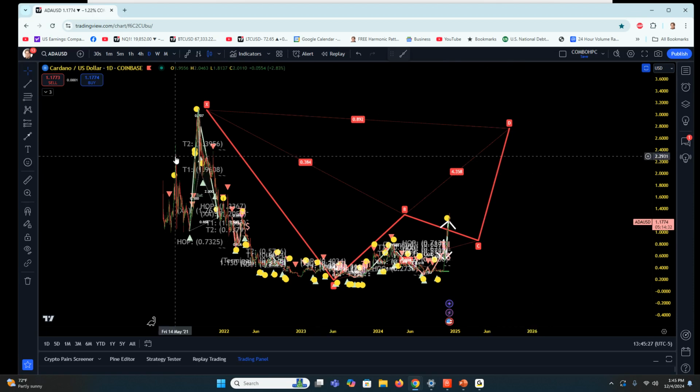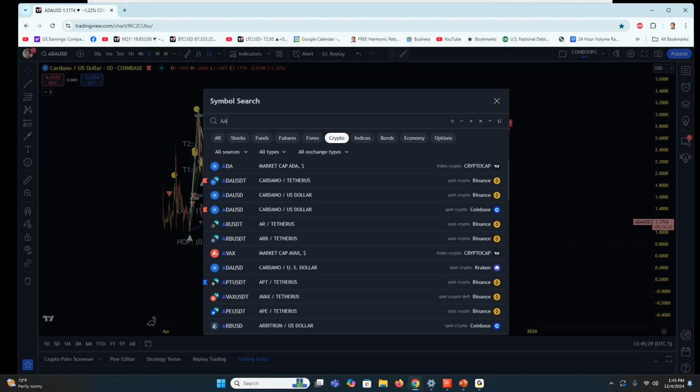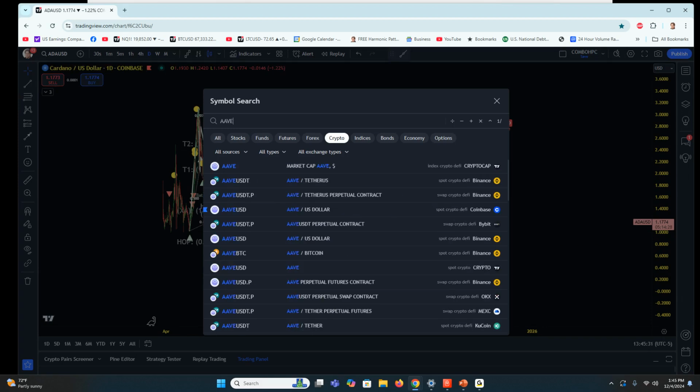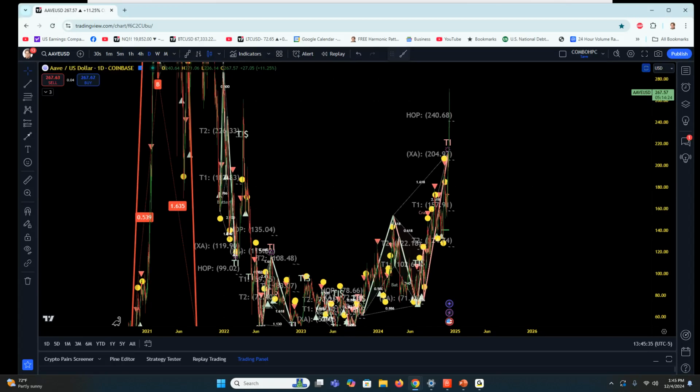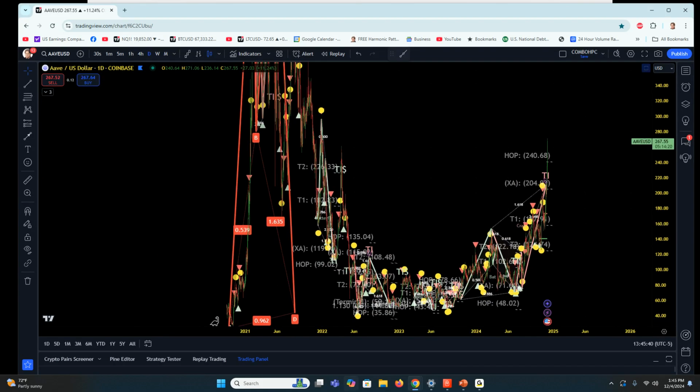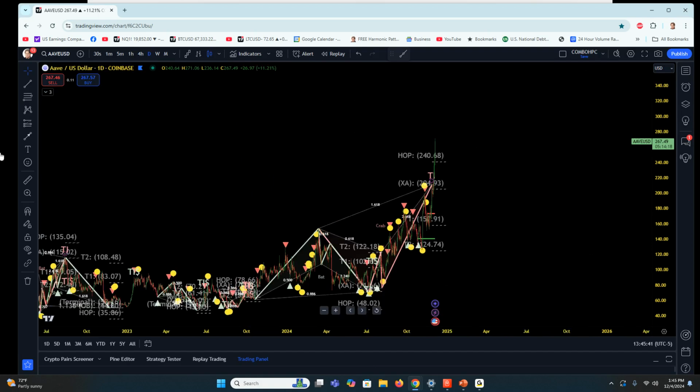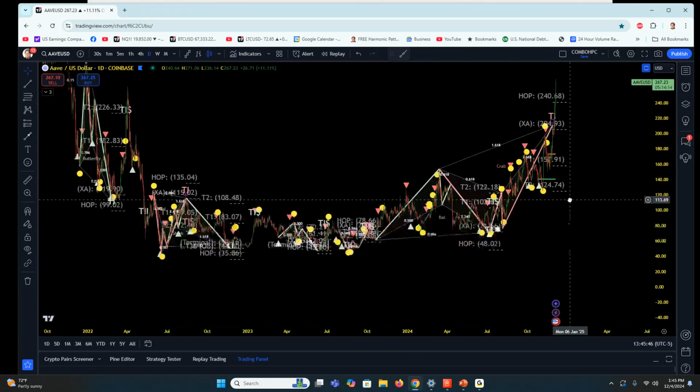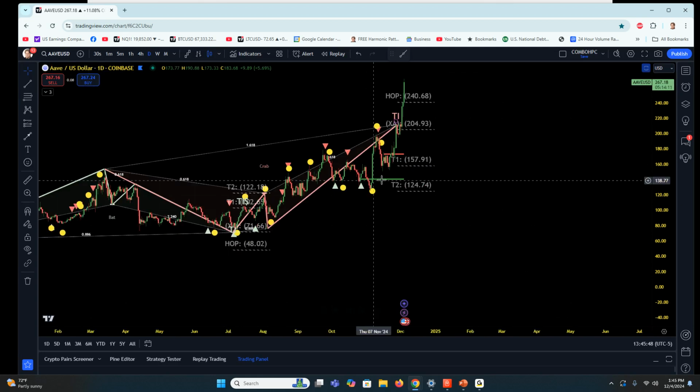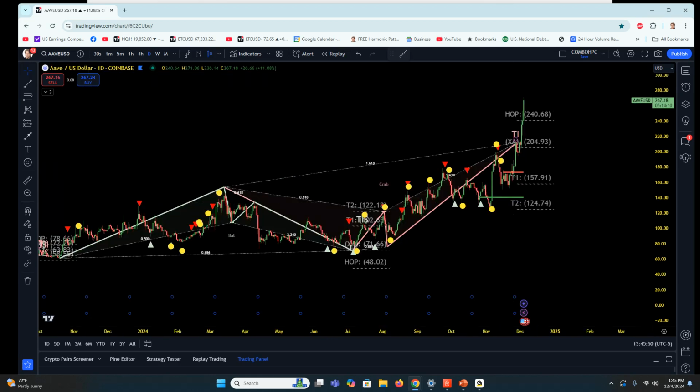We looked at a lot of those. I'll look at Aave for you because that's a great one, and that's just started to move. That one and Monero. Look at this. Aave, I mean, it has woken up. Look at that. Beautiful bat pattern. And look what it did. Look at the low, guys. Amazing.